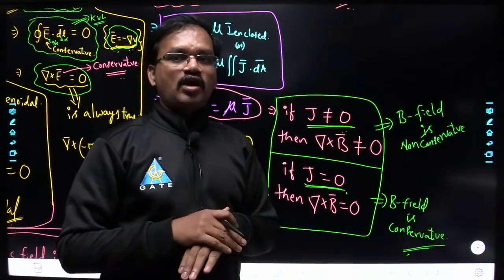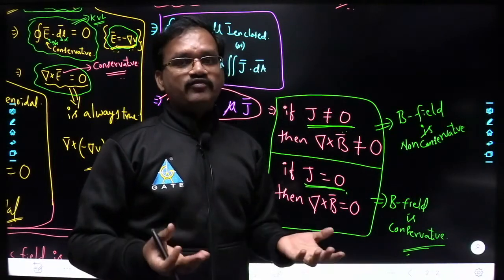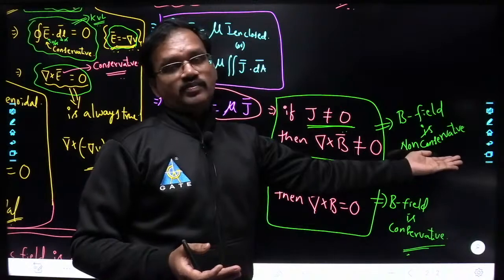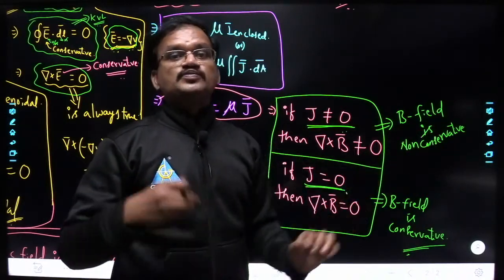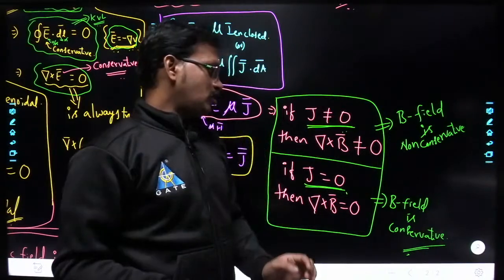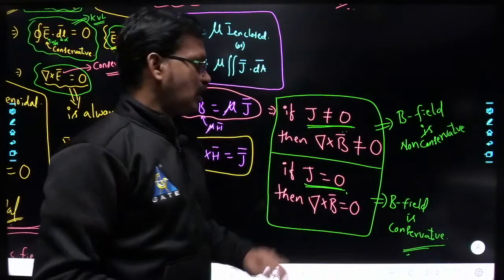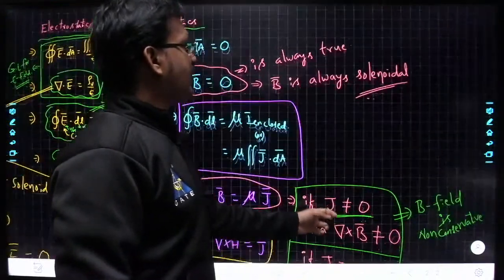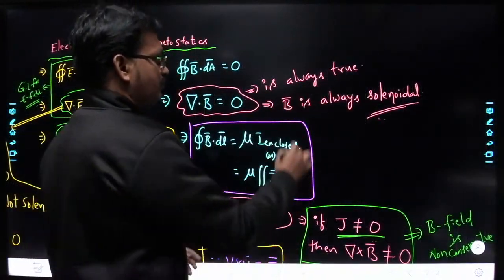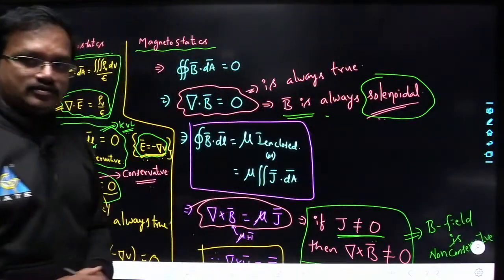So in general, if they have not mentioned anything about the current density, if they are simply asking about the B field, then you simply say B field is non-conservative. Only if they specifically mention that the current density is equal to 0, then you have to say B field is conservative. Understood? But what can we guarantee here? B field is always solenoidal. B field is always solenoidal.